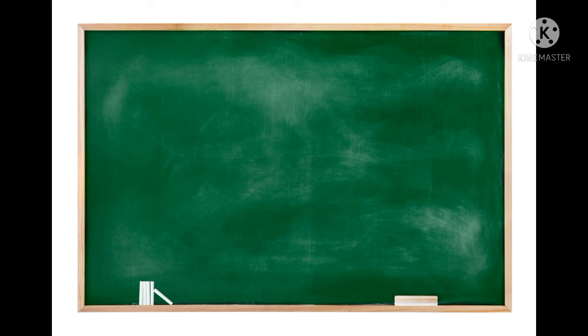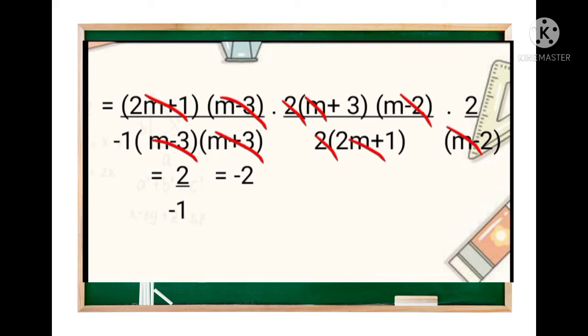Factor them. The factor of 2m squared minus 5m minus 3 is the quantity of 2m plus 1 times the quantity of m minus 3. Then the factor of 2m squared plus 2m minus 12 is 2 times the quantity of m plus 3 times the quantity of m minus 2. Then the factor of 9 minus m squared is negative 1 times the quantity of m minus 3 times the quantity of m plus 3.